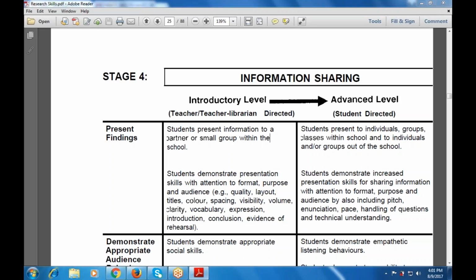So that's present the findings, and this is from the teacher and the teacher librarian point of view. When we talk about the student point of view, students present to individuals, groups, and classes within the school, and individuals or groups out of the school. They also demonstrate increased presentation skills for sharing information, with attention to format, purpose and audience, also including pitch, enunciation, pace, handling of the questions, and technical understanding. What are the various criteria by which we can handle the questions, by which we can build the technical understanding?